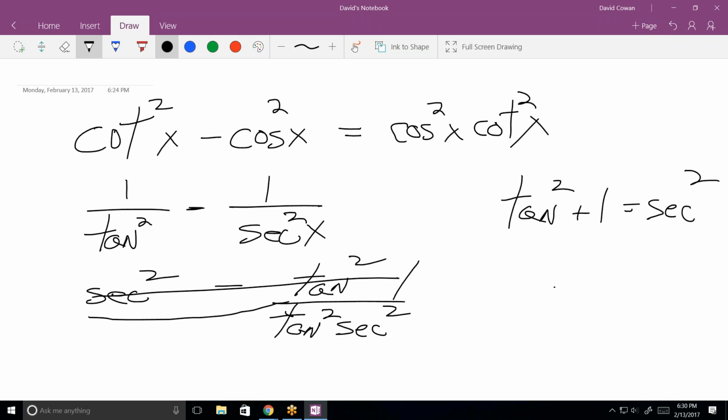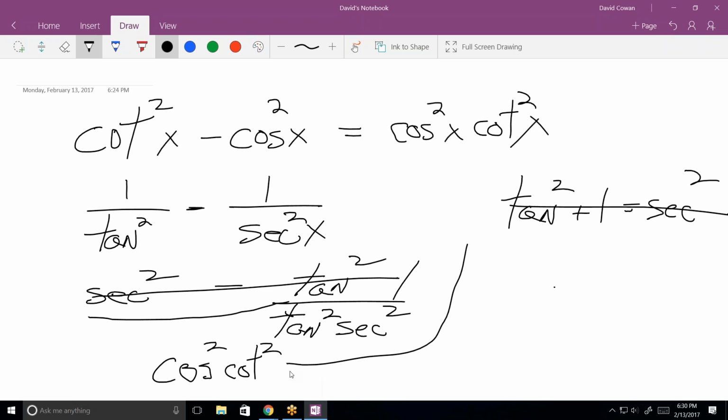I've got 1 over tangent squared secant squared. Well, now I can use the reciprocal identities to turn this thing on the lower left into cosine squared, which is the reciprocal of secant squared, times tangent squared, that's the reciprocal of tangent squared. So I've taken and moved and proven that that's what it is.